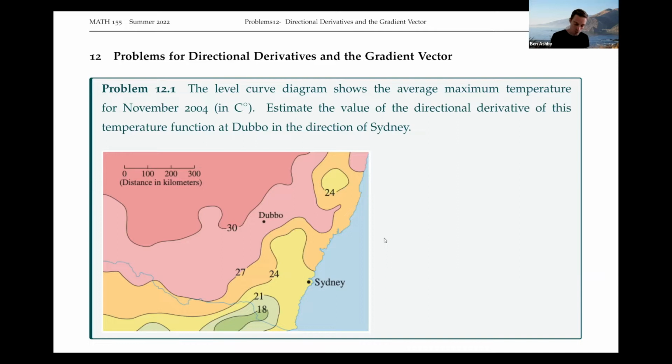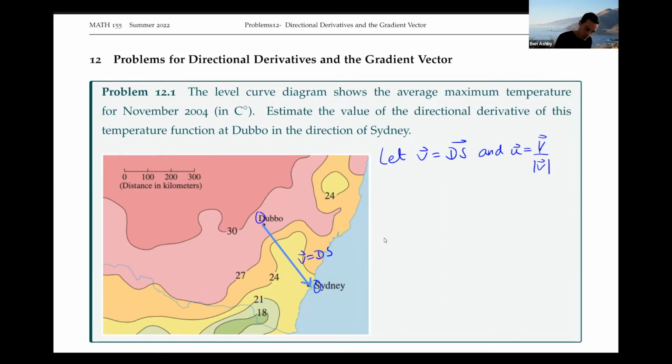So what we need to do here is first of all draw a vector going from Dubbo to Sydney. So let's call this point here D, and this point S, Dubbo and Sydney, respectively. We're going to let this vector V equal the vector from D to S. And we want to have a unit vector. Whenever we're calculating directional derivatives, we need to have a unit vector. So U is equal to vector V divided by the length of V.